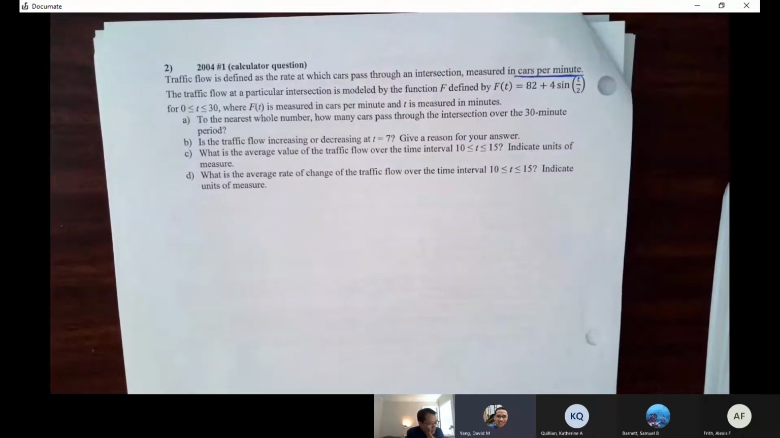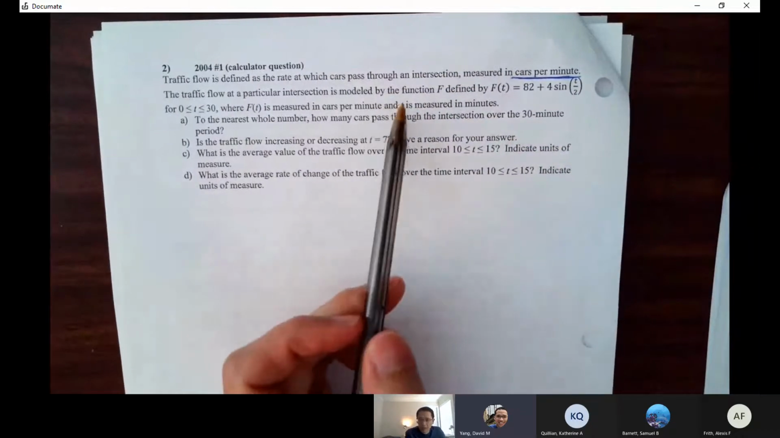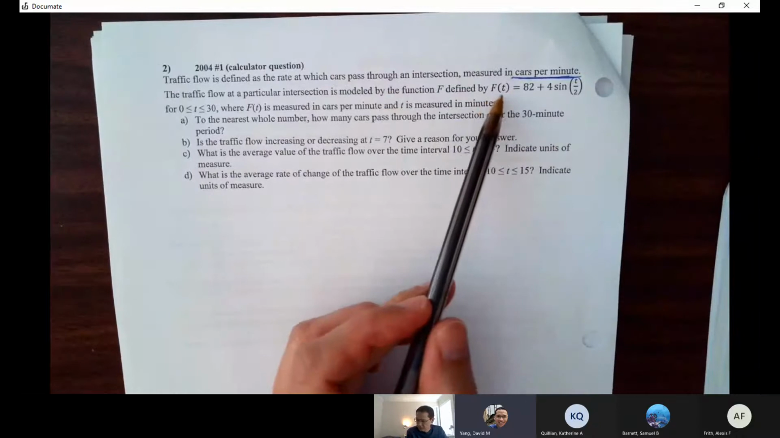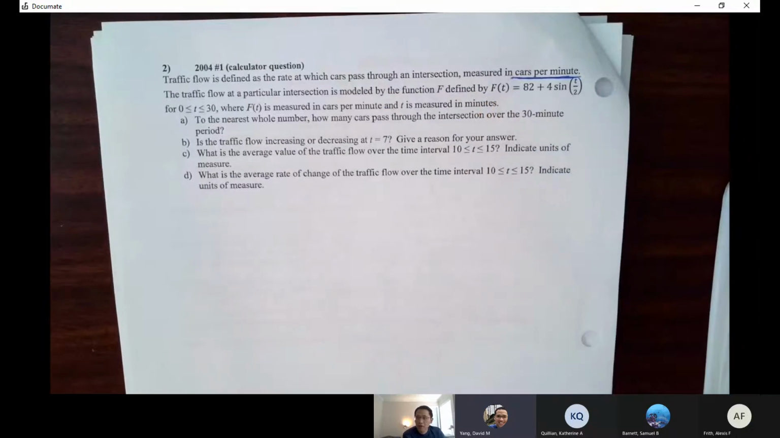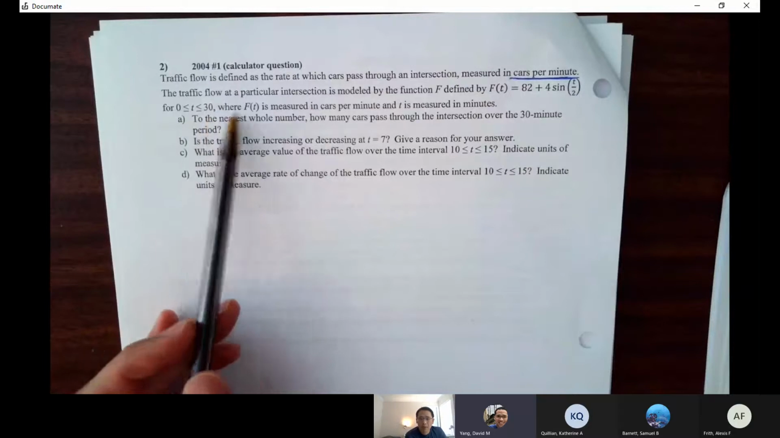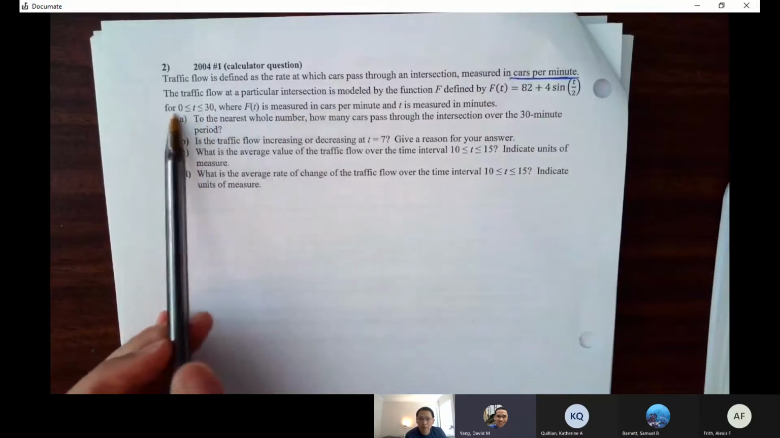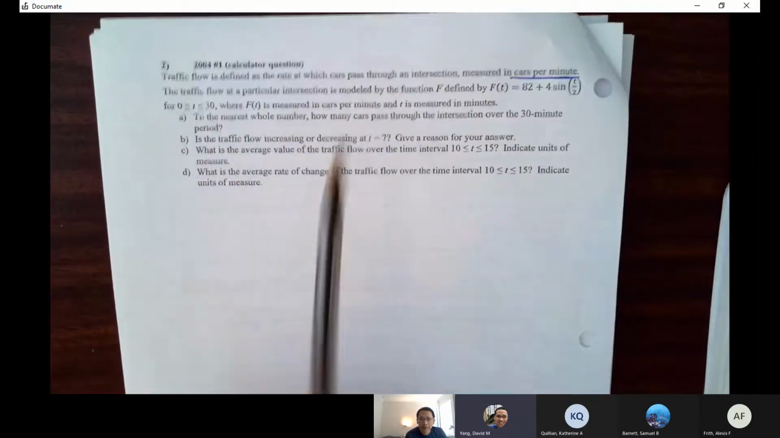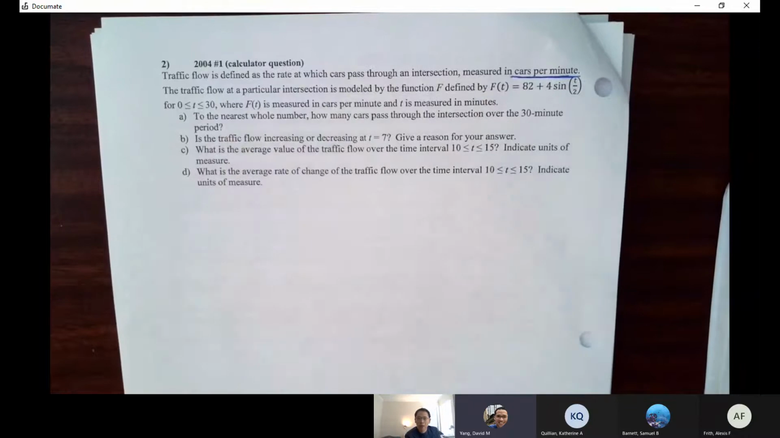So traffic flow at a particular intersection is modeled by the function f. F of t is 82 plus 4 sine of t over 2 for t between 0 and 30, so between 0 and 30 minutes. So part A, to the nearest whole number, how many cars pass through the intersection?